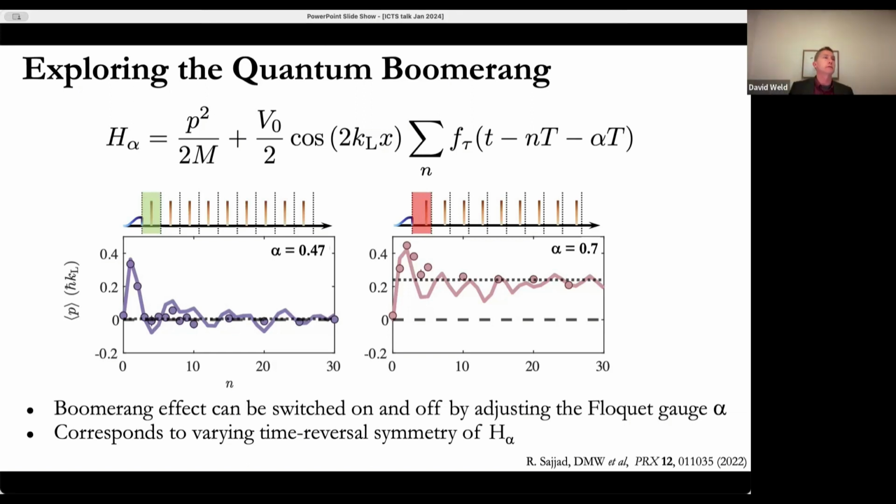Yeah, I'm not sure I have a good answer, but let me say one thing that may be at least a little relevant. There's an alternate loading procedure that you can do where instead of adiabatically loading the lattice, like it's shown in this little cartoon here, you kick on the lattice. It turns out, and this is not at all obvious, that this populates the momentum states with different phases and actually destroys the quantum boomerang effect. It doesn't happen anymore at a Floquet gauge of 0.5. But if you go to a Floquet gauge of 0.75, you see that the boomerang effect happens again.